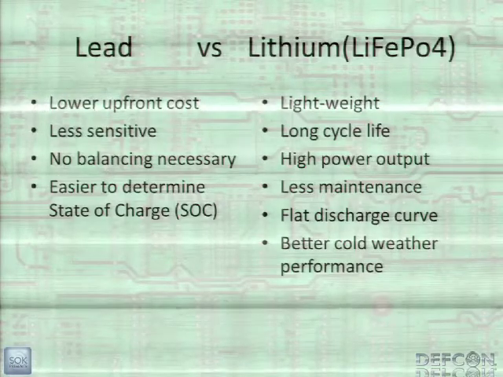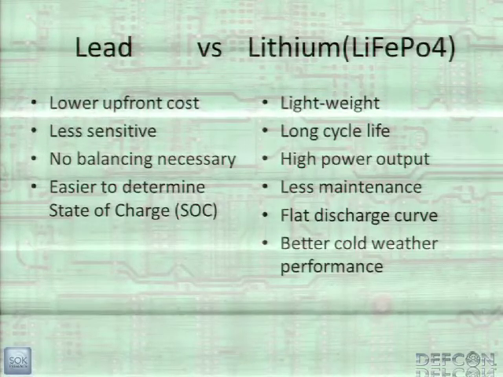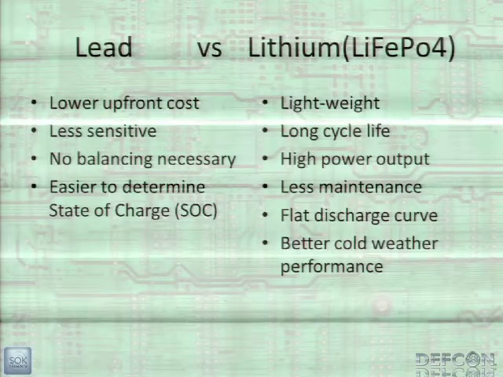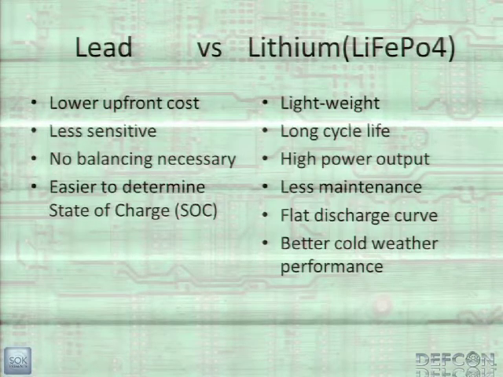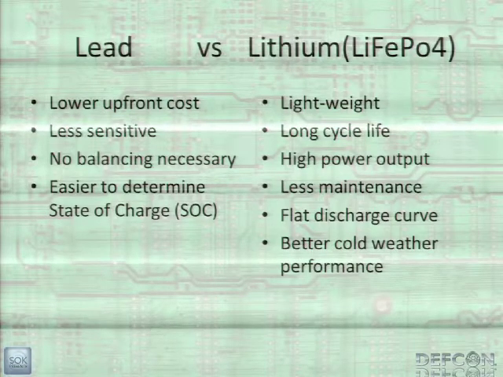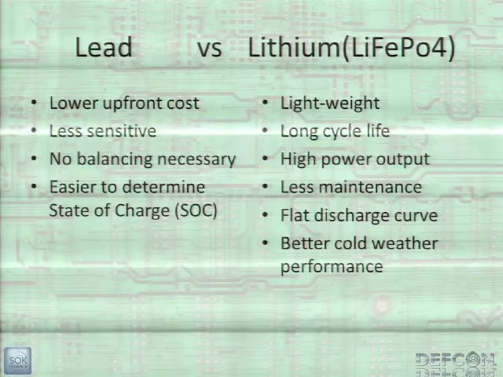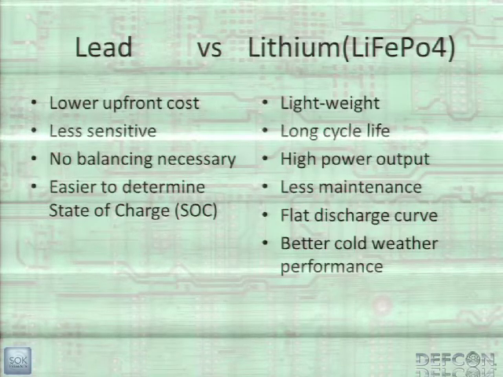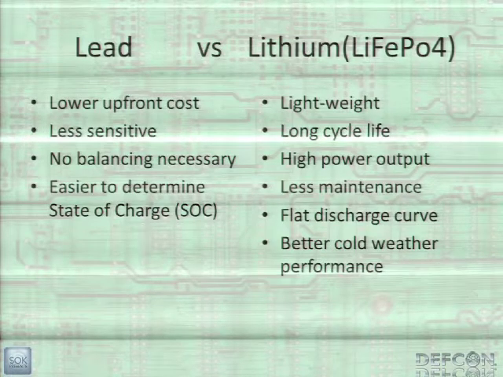Lead also has a much greater slope on the discharge curve, so you can tell how much juice you have based on your pack voltage. But lithium has a very flat curve, so you can't really tell. You have to use special tools to tell you how much power you've used. But they last tons longer, so they're really the way to go. They can put out more power, and there's less maintenance.